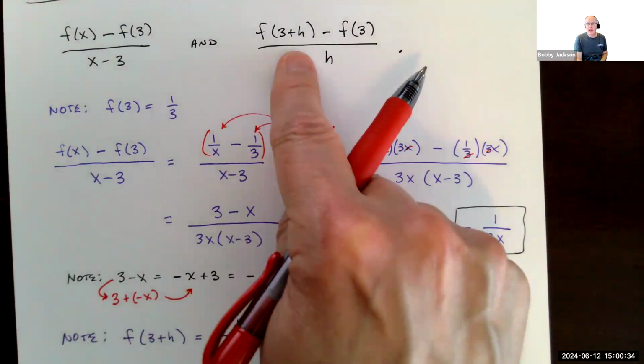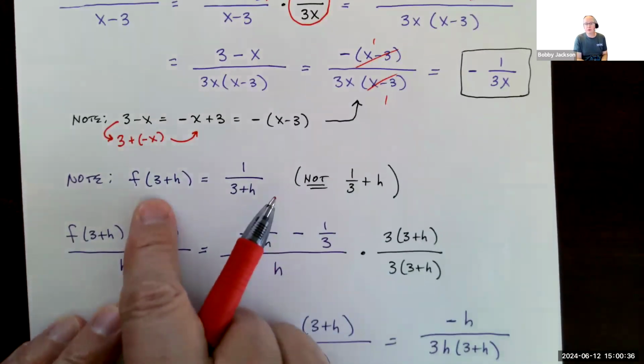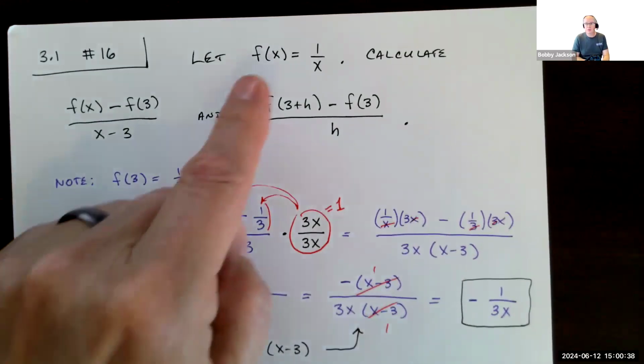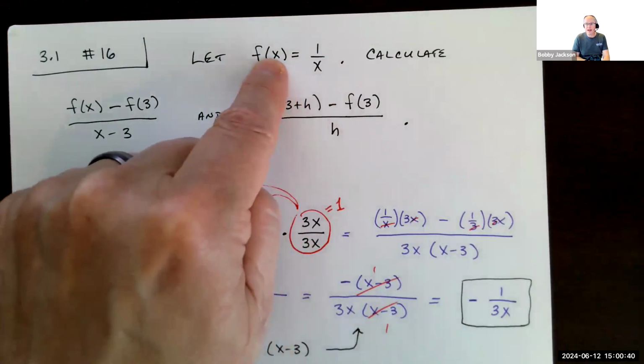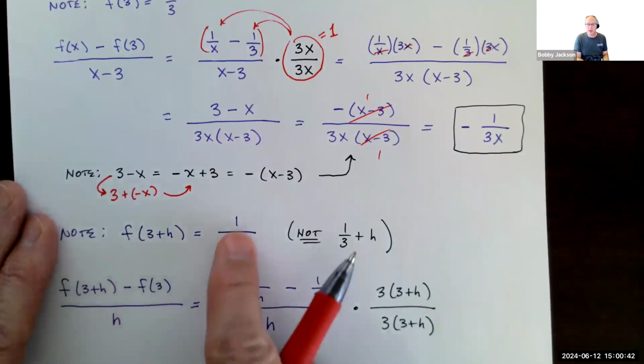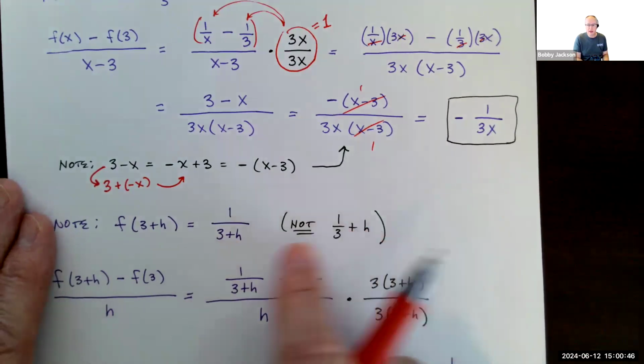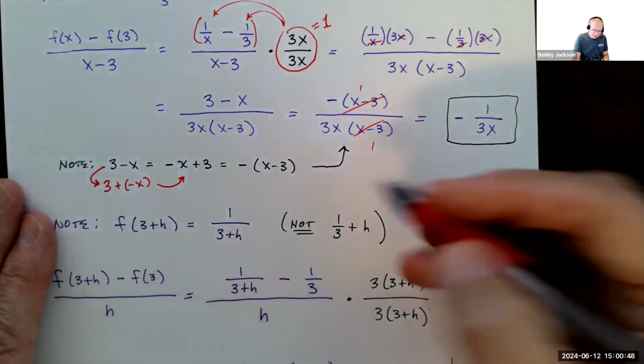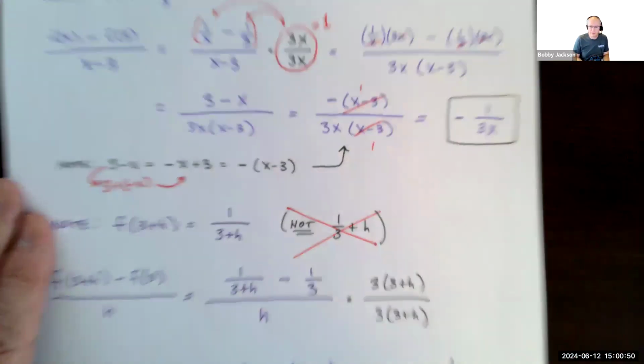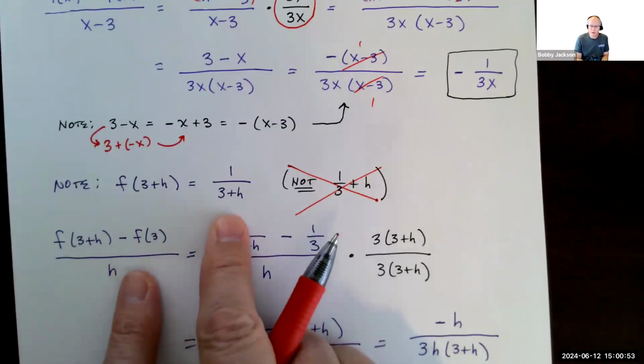And there I need f of 3 plus h. So what's f of 3 plus h? Function is 1 over x. So replace x with 3 plus h. So it's 1 over 3 plus h. Notice it's not 1/3 plus an h. I get a lot of students that do that. Please do not do that. Okay. It's 1 over 3 plus h.